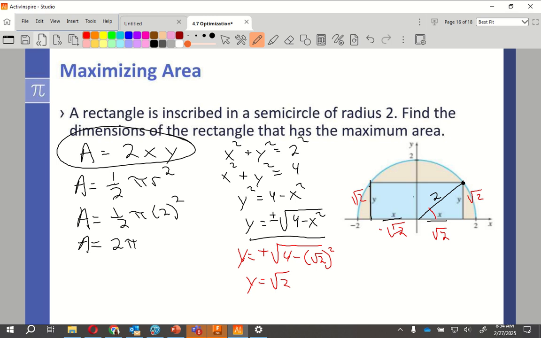So, find the dimensions of the rectangle that has the maximum area. Does it ask for the maximum area? It doesn't ask for the maximum area. It just asks for the dimensions. So my x value is root 2, my y value is root 2.